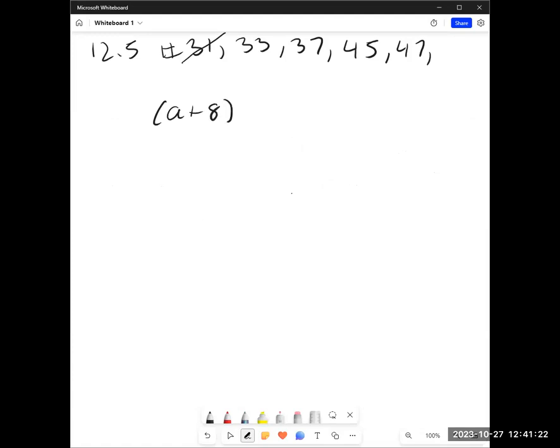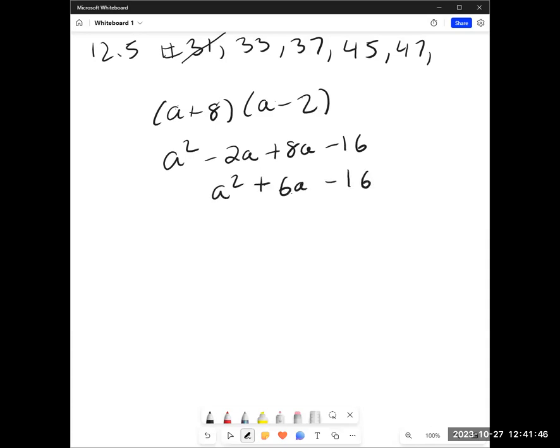So, a plus 8 and a minus 2. We'll go ahead and FOIL this like we just talked about. A times a is a squared. A times negative 2 is negative 2a. 8 times a is a positive 8a, and 8 times negative 2 is negative 16. Combine these like terms in the middle. If you don't like that, you can put your double distribution step in here. A times a minus 2 plus 8 times a minus 2, and you'll get exactly what I have here.